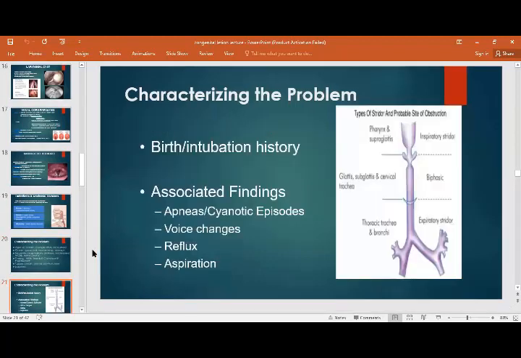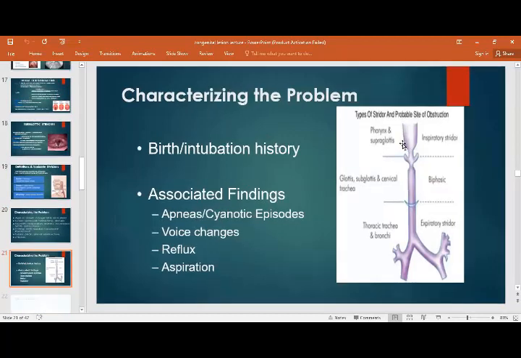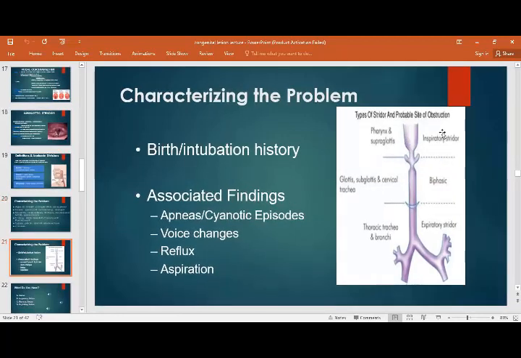Now, what are the different types? As you can see in this picture, there are basically three types of stridor. One is inspiratory stridor, when there is obstruction in the pharynx and supraglottis. While expiratory stridor occurs when the obstruction is in the thoracic trachea and bronchi. And biphasic means mixed type, and it basically occurs in the case of the glottis, subglottis, and cervical trachea.